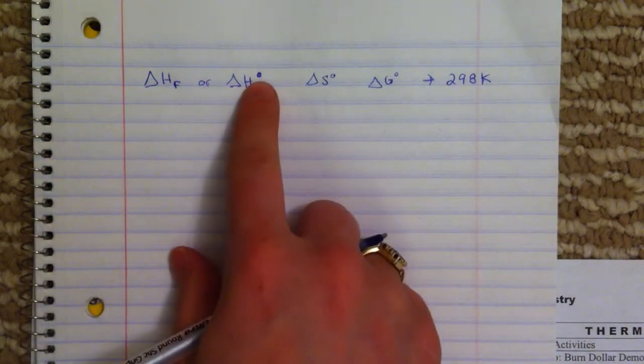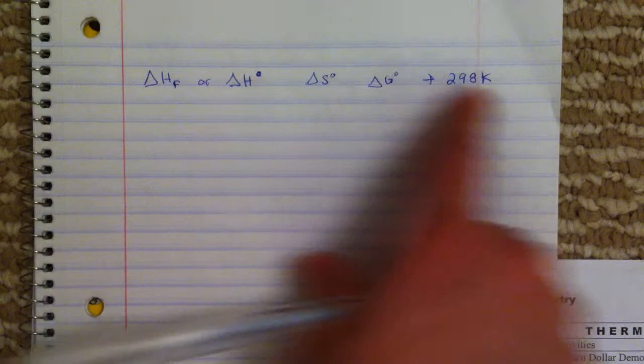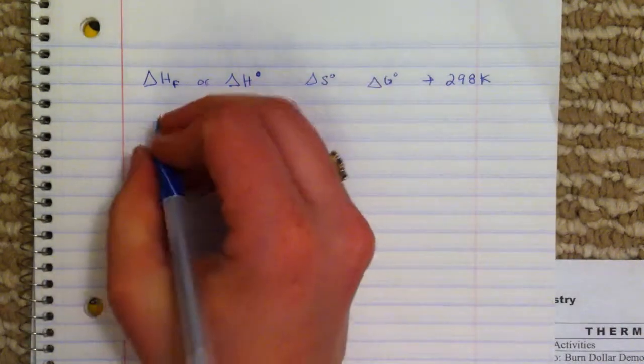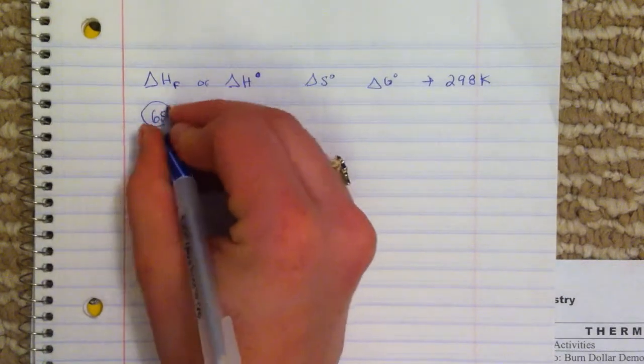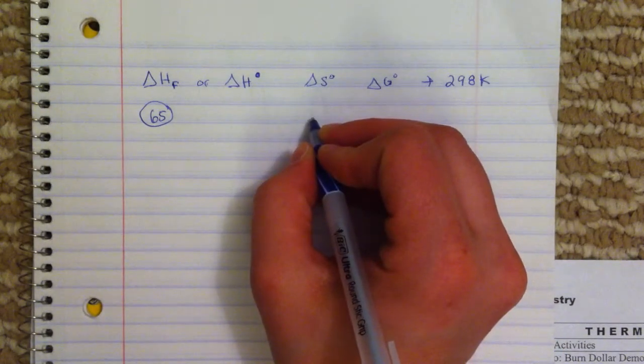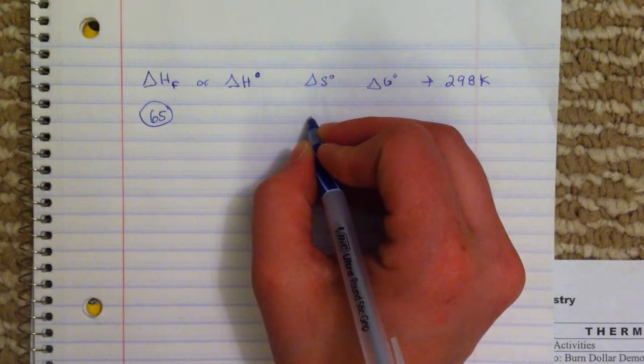Okay, that little circle actually means something. It's the formation at 298 Kelvin. So what we have in problem number 65 is: write the separate reactions for the formation. So the formation is to form 1 mole of products from its elements.